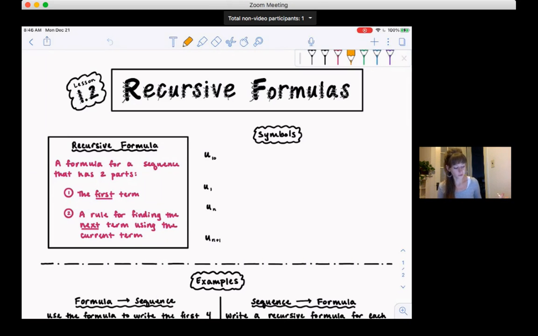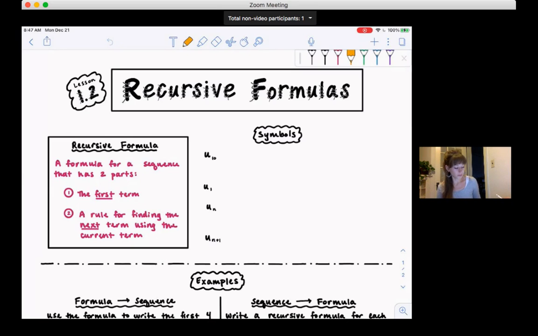What is a recursive formula? It's a formula for a sequence that has two different parts. So it first tells us what the first term of the sequence is, and then second, it gives us a rule for finding the next term in the sequence if we have the current term. So it's always telling us, if you're here, this will be the next term. If you know this term is 10, here's how you get the next one.